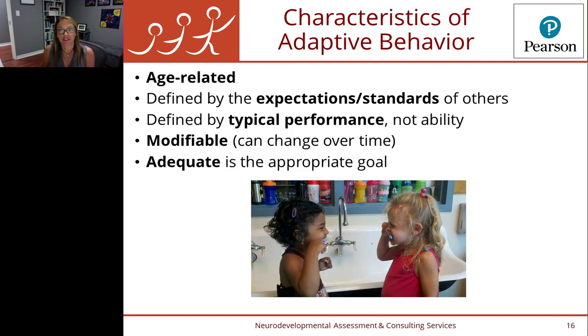So the characteristics of adaptive behavior: it's age-related. There are different sets of adaptive skills you would expect a toddler to have versus an adolescent versus an adult. They're defined by the expectations and standards of others, so we'll talk about the clinical interview and using other people in informing adaptive profiles in a minute. It's defined by typical performance, not ability. And what's wonderful about adaptive behavior is it's modifiable, meaning it can change over time and it can change quite quickly. And that's why it's a useful outcome measure, for example, in treatment studies and clinical trials.